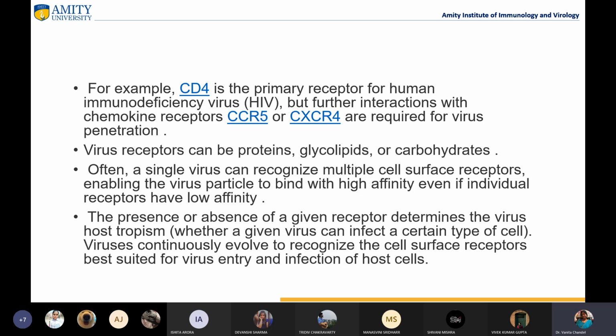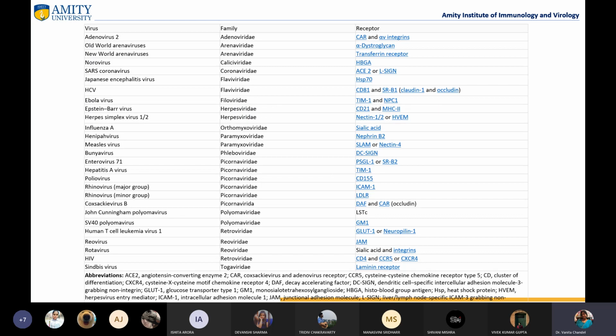Viruses continuously evolve to recognize the cell surface receptor best suited for virus entry and infection of the host cell. They keep on evolving, identifying new receptors, and making their entry possible through those routes. This table shows the viruses, their families, and their receptors. Just go through this. For example, adenoviruses use CAR, noroviruses use HBGA receptors, and SARS coronavirus uses ACE2. So every virus is identified by a different kind of receptor.